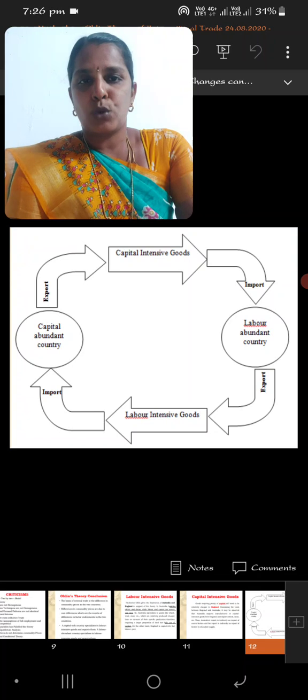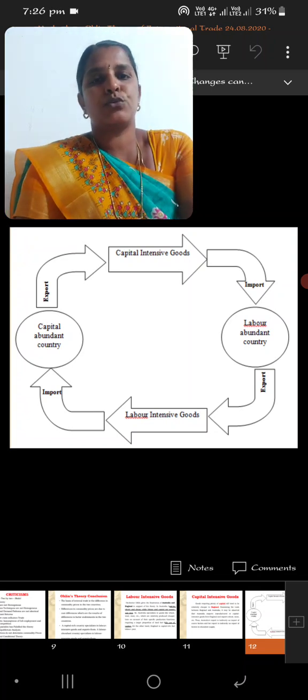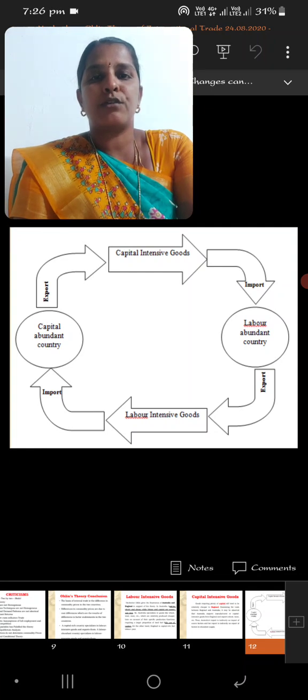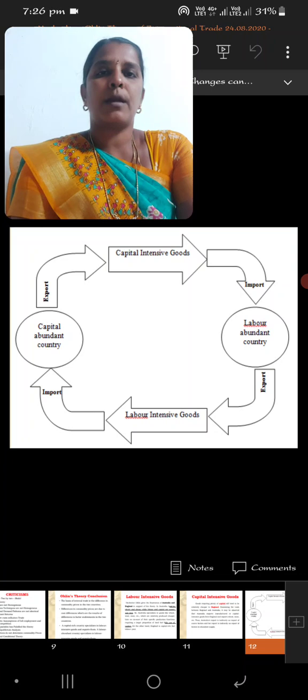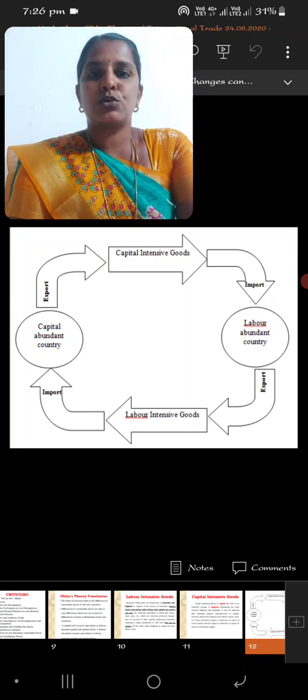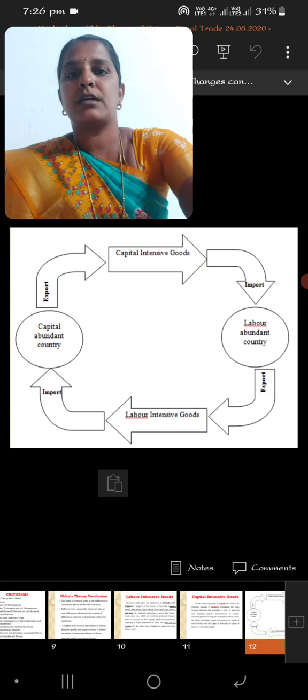So this is the flow chart about labor intensive goods and capital intensive goods. If we have a labor abundant country, we export more labor intensive goods. Capital abundant country, we export more capital intensive goods.